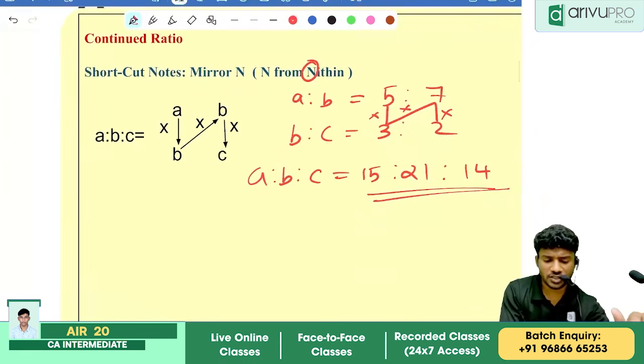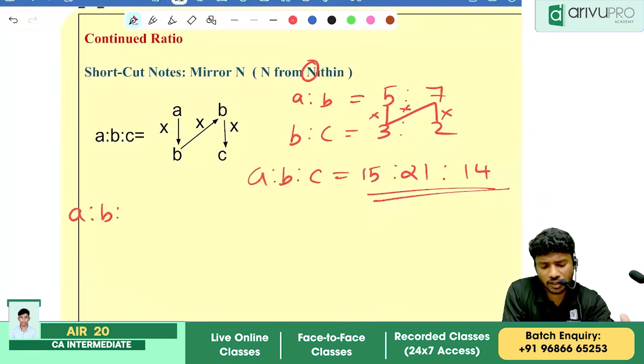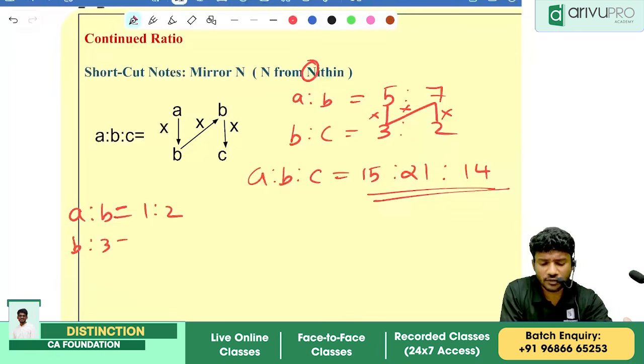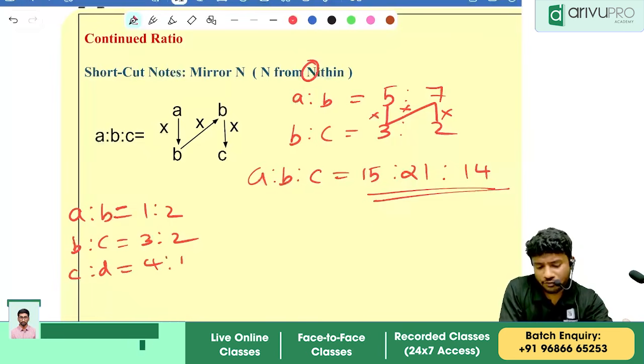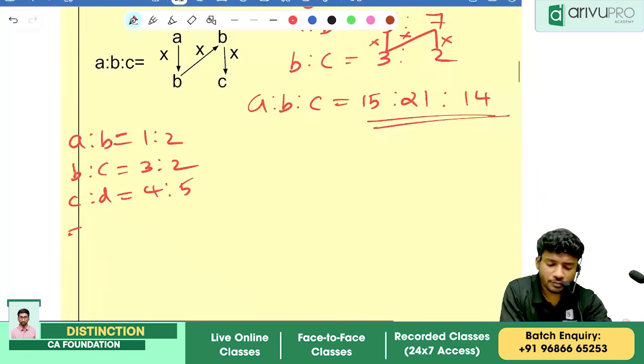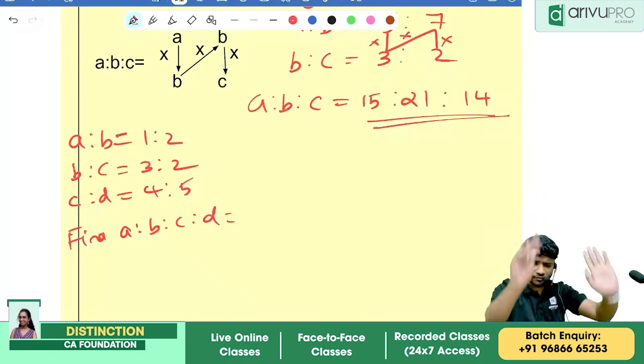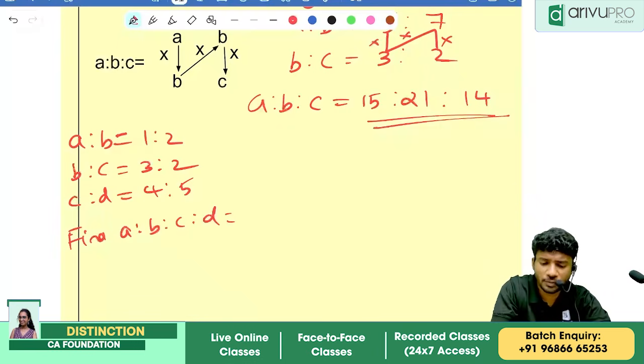What if A is to B is given to be 1 is to 2, B is to C is given to be 3 is to 2, then C is to D is given to be 4 is to 5? Find A is to B is to C is to D. I will tell you the method. We will actually solve it in the same way. First we will find what? A is to B is to C.